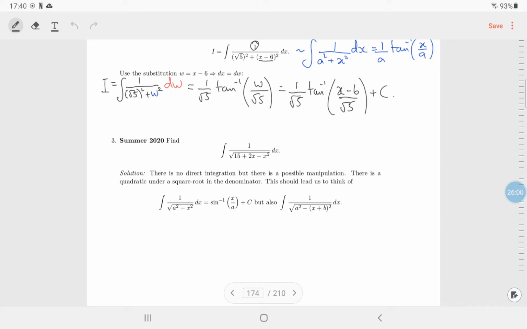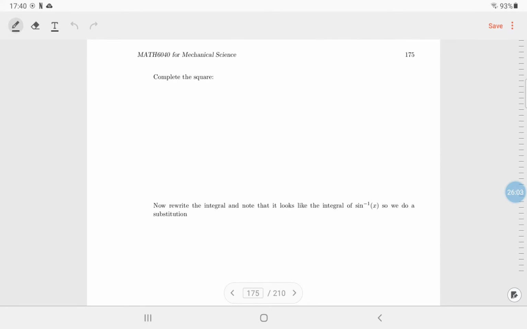So 15 plus 2x minus x squared, we want this to equal a squared minus x plus b squared. Now we have to be careful with the sign here. So what I recommend is something like this: a squared minus, and then x plus b squared is x squared plus 2bx plus b squared. And then you see the minus multiplies all of them. So you have to be a bit careful here.